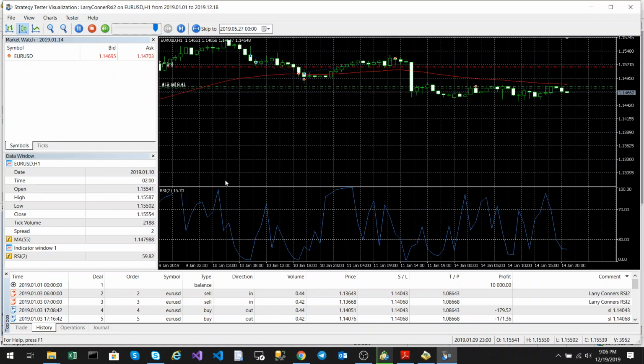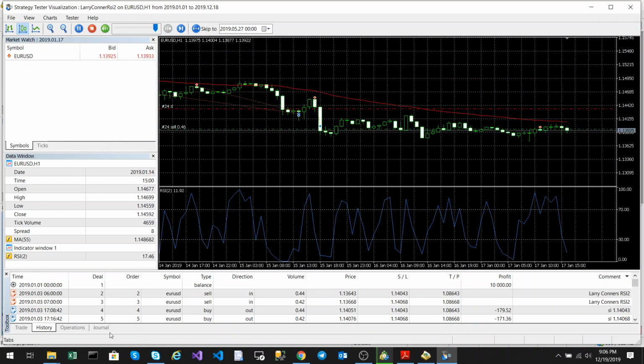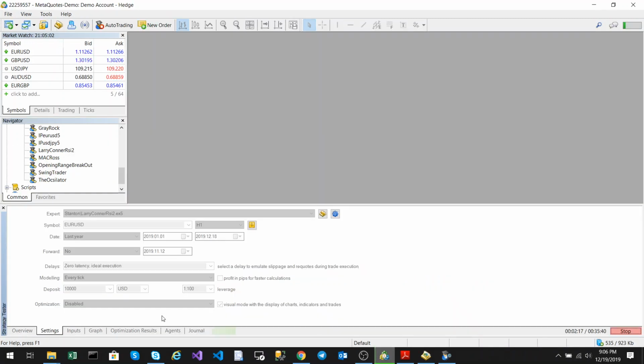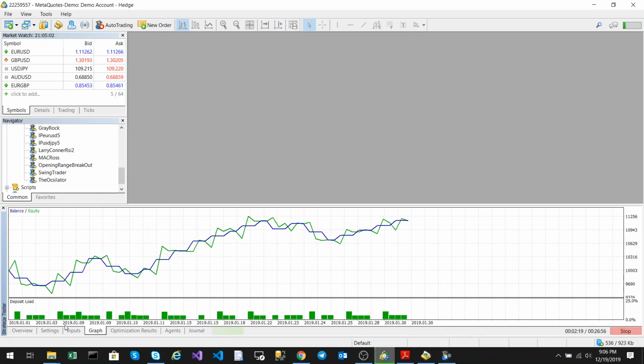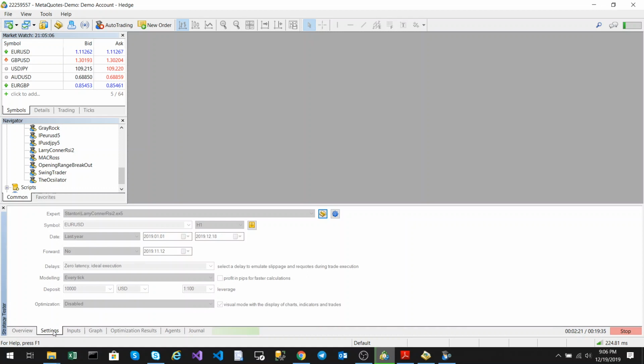We can look at the graph. So that is the basic strategy. Let's just take a look at the graph. Now remember, this is running from the beginning of this year on the 1 hour time frame. The default settings are for the Euro USD on the 1 hour time frame.